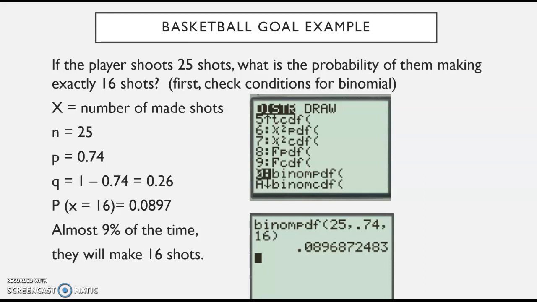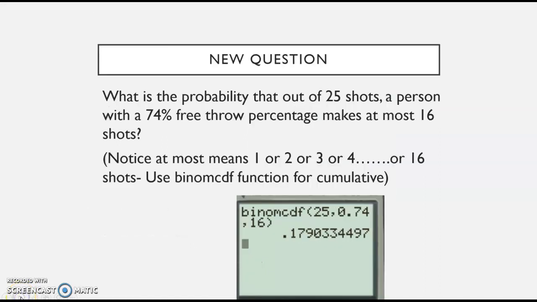If you have a TI-84, it will specifically ask you for the number N, it will ask you for the success rate, and it will ask you for X, the number of shots that you're looking for, which will be 16. So yours will be a little bit more intuitive rather than the parentheses and commas.